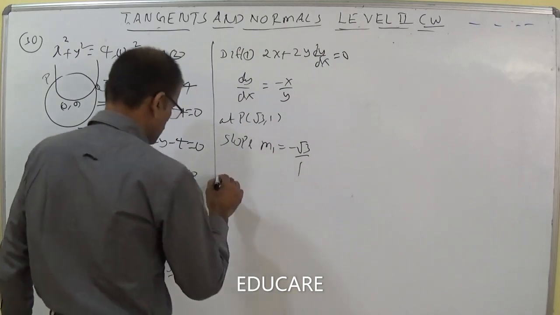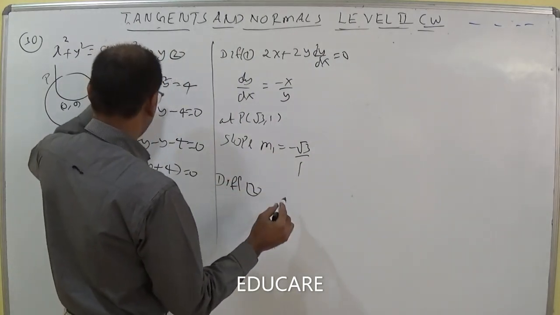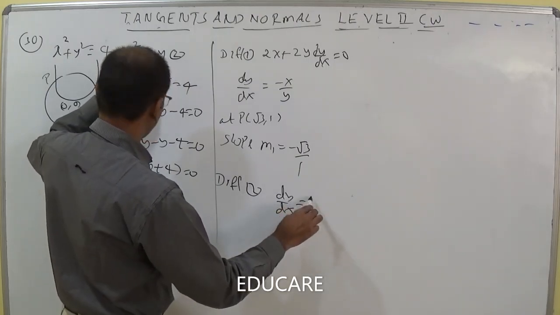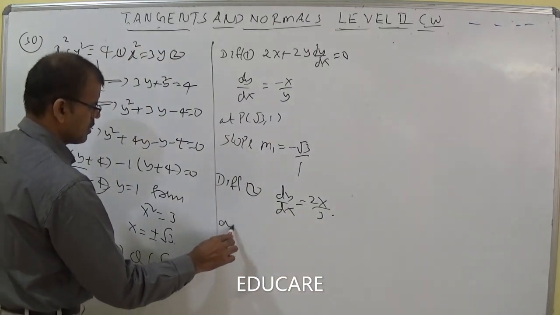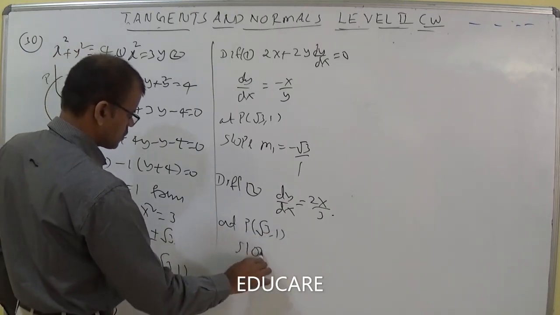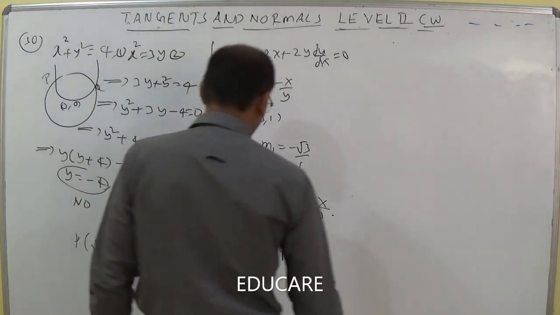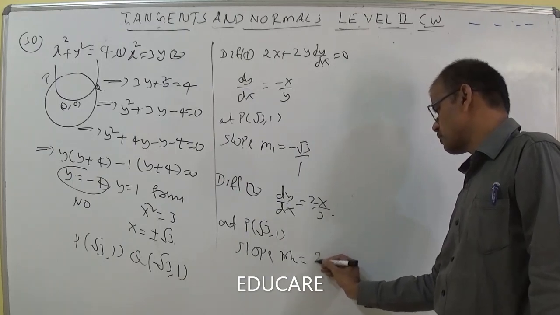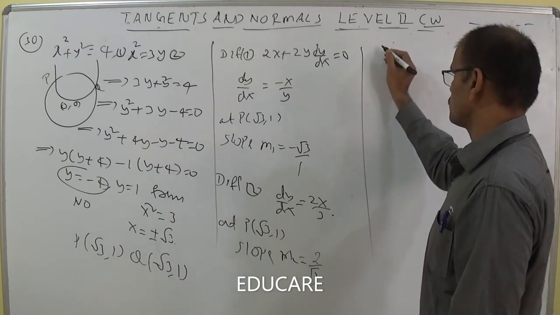Next, differentiating the second equation, we get dy by dx is equal to 2x by 3. At P root 3 comma 1, you can write slope m2. Slope m2 is equal to, substituting root 3, 2 root 3 by 3. So 2 by root 3 you can write.